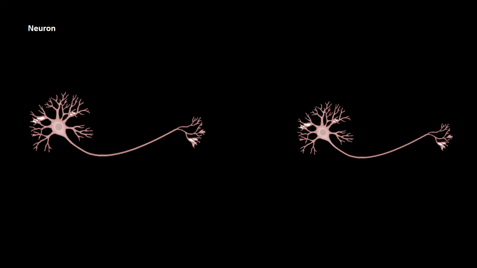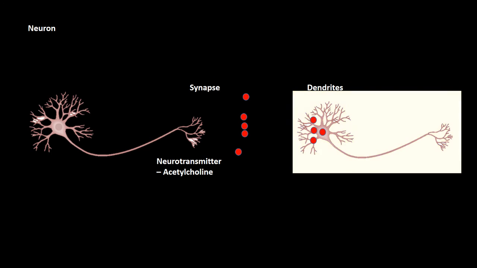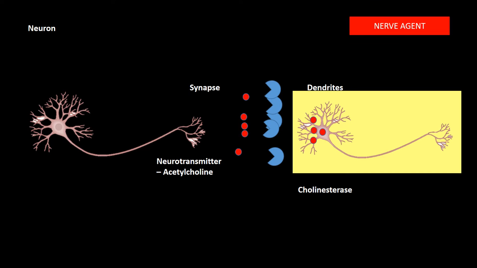So the physiology of how these nerve agent antidotes are going to work. Let's go back to our neuron. You've got the synapse, we've got the dendrite. We've got the neurotransmitter acetylcholine. It's going to innervate the receiving nerve. The nerve is going to execute its action. The cholinesterase is going to come to mute the remaining acetylcholine, but this patient has been poisoned by a nerve agent. The nerve agent is going to bind to the cholinesterase.